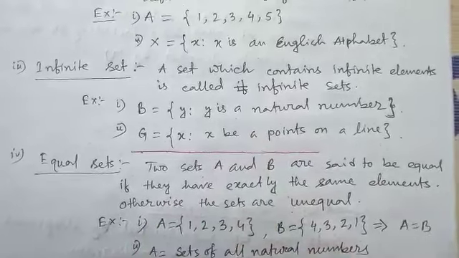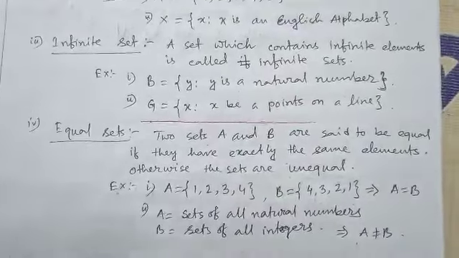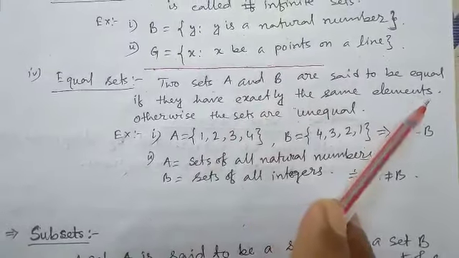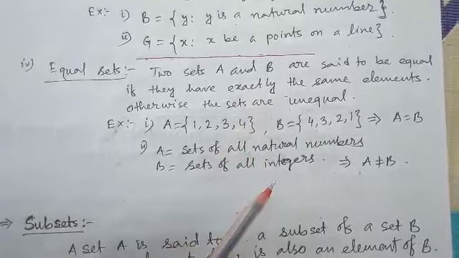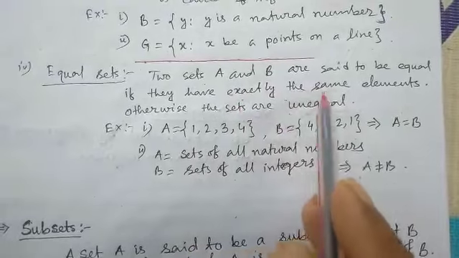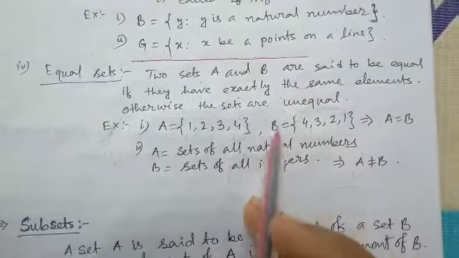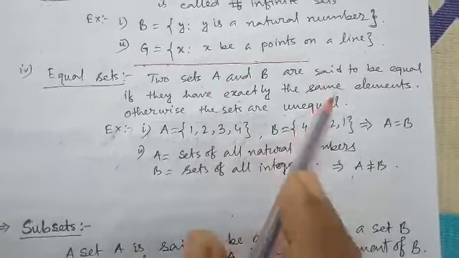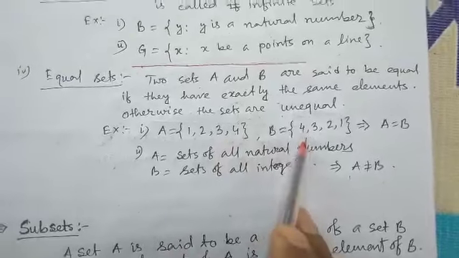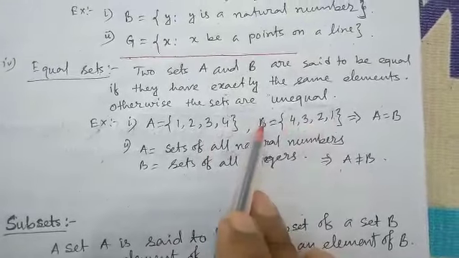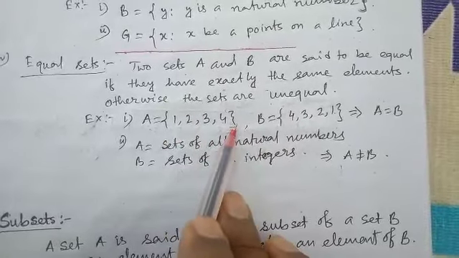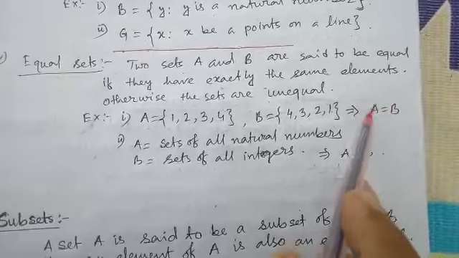This is a set. Next one, equal sets. What are equal sets? Two sets A and B are said to be equal if they have exactly the same elements. Otherwise the sets are called unequal. So equal sets means exactly the same. Here is an example: A and B are two sets. Here 1, 2, 3, 4, and here 4, 3, 2, 1. Both have the same elements. Here the arrangement is in ascending order, here in descending order. So A equals B.